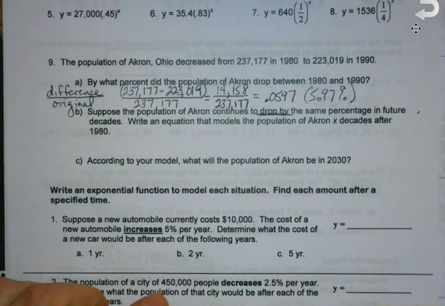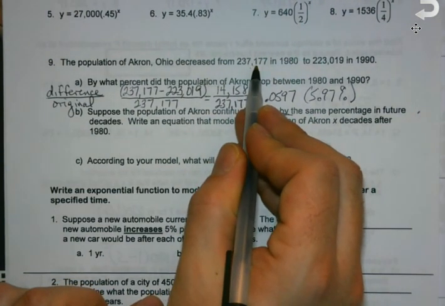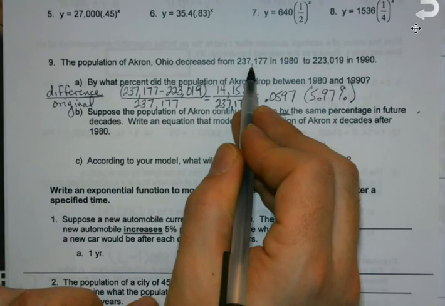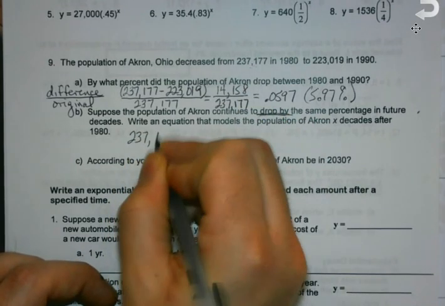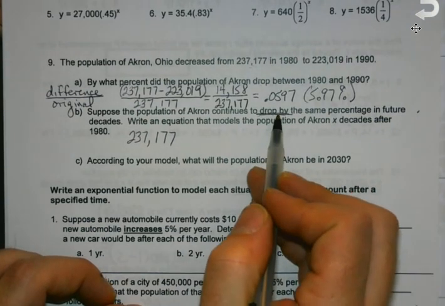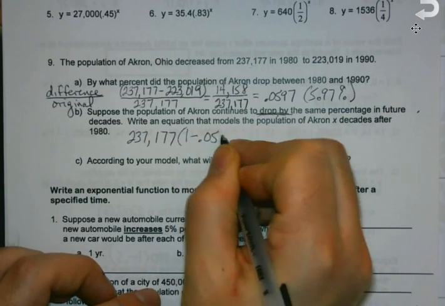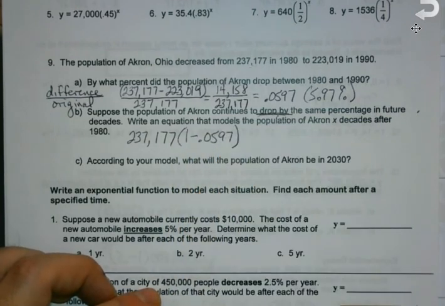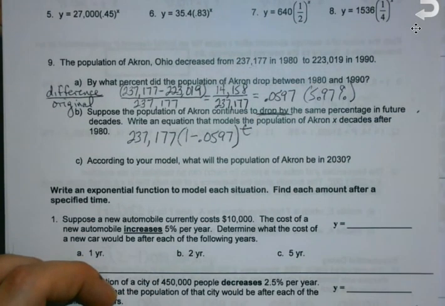Drop is going to be like decay. So I'd have my base model. My base model is always my original. What did I start with? Well, in 1980, I started with 237,177 people. Since it's dropping, it's going to be decay. So 1 minus that 5.97% over the amount of time.